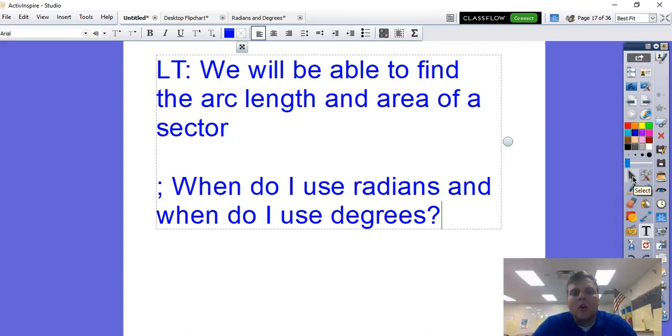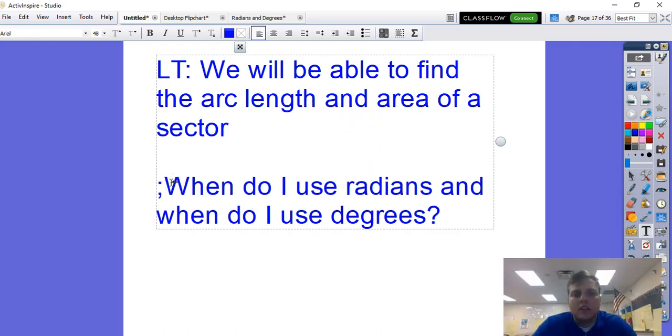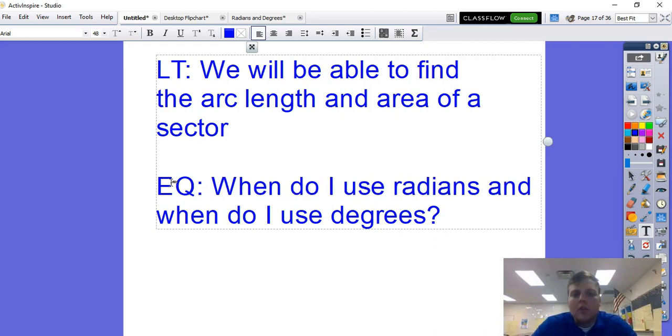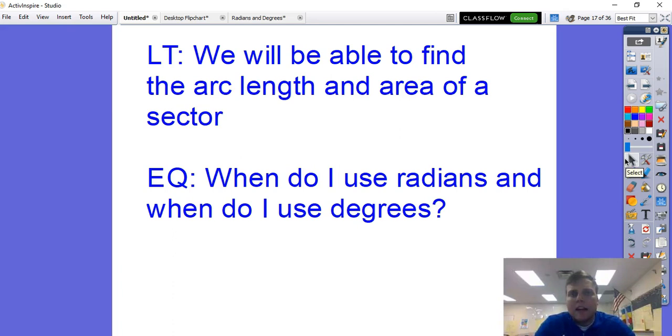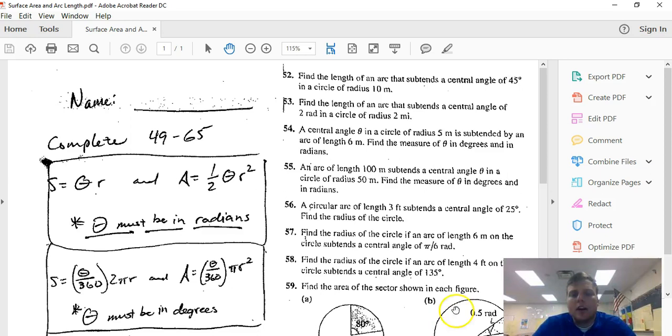Hey guys, so we're going to have a pretty short video over just finding the arc length and the area of a sector on a circle, alright? And a good essential question here, it's supposed to say EQ, was when do I use radians and when do I use degrees, okay? I am kind of predicting the future essential question because you probably have no idea what this essential question means based on just the learning target, okay? But let's dive right in, okay?